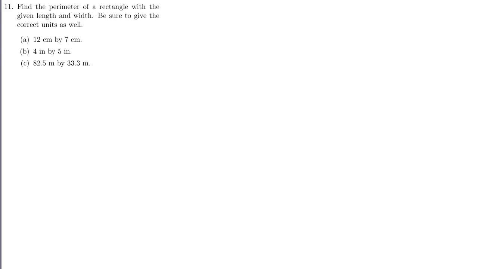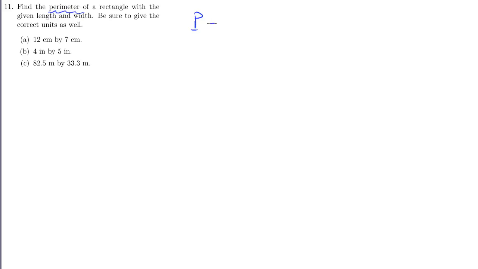Hey everyone, I'm going to keep recording here. We're at part 2, number 11, find the perimeter of a rectangle with the given length and width. Be sure to give the correct units as well. We're finding perimeter, so we're going to find the perimeter of this.